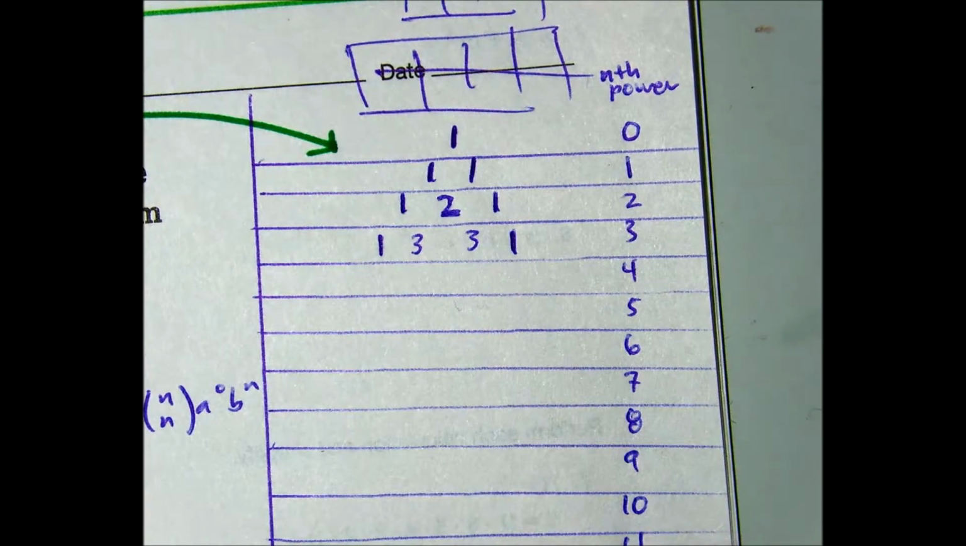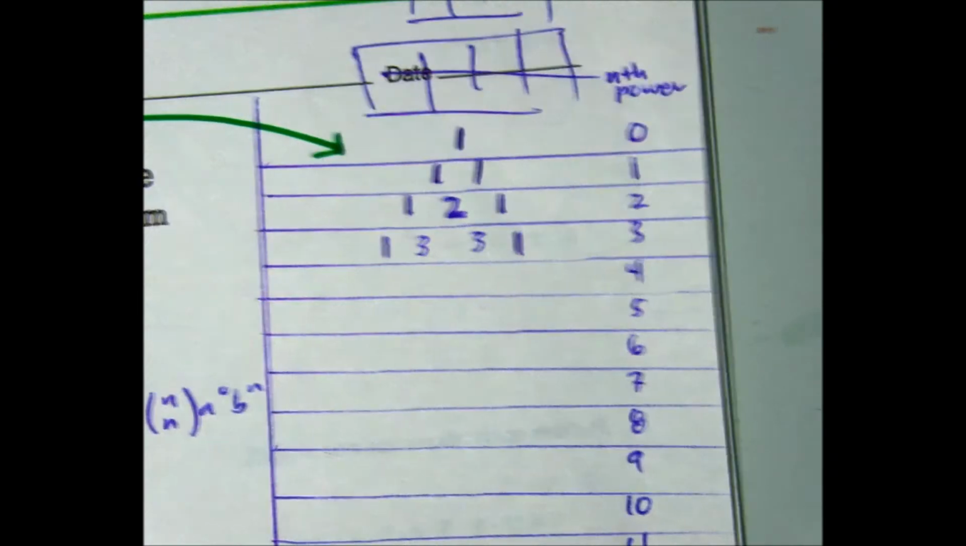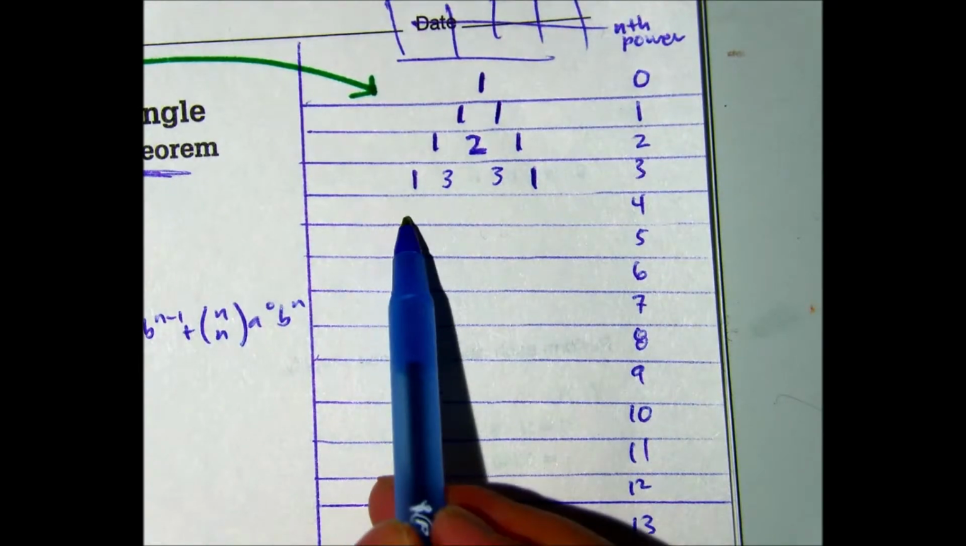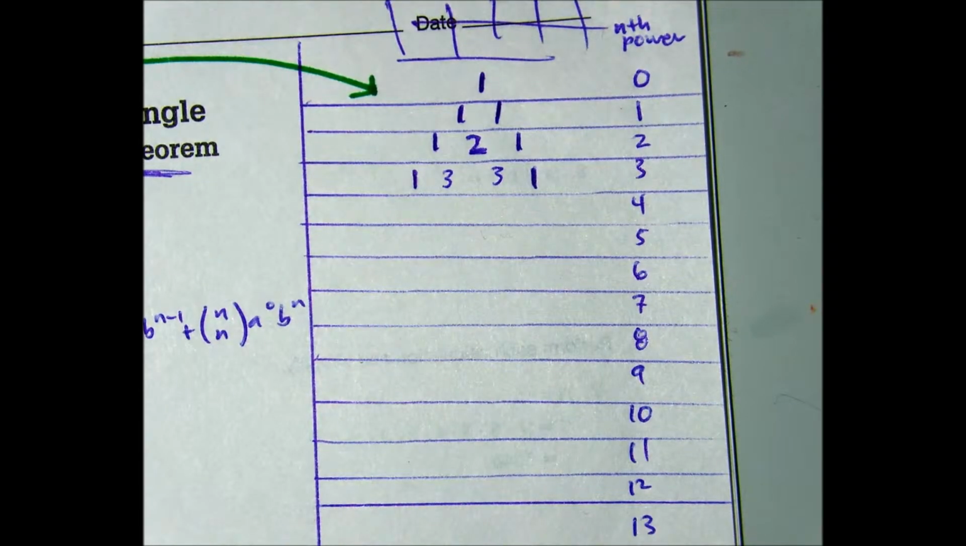So, let's break this up. When I say the word go, partner B, I want you to explain to partner A how to get the fourth row. Leave your desk next to your partner. You guys have 20 seconds. Ready, set, go.